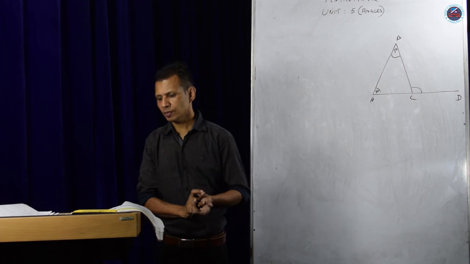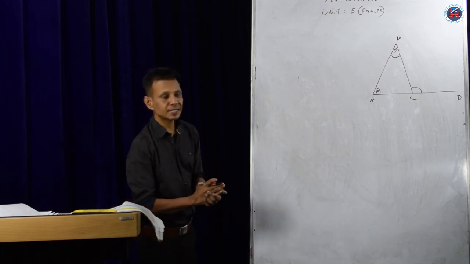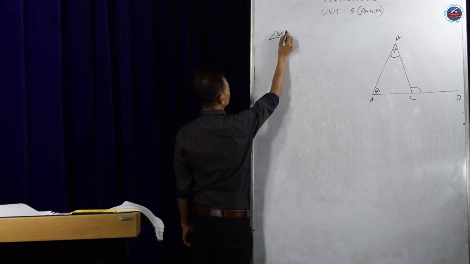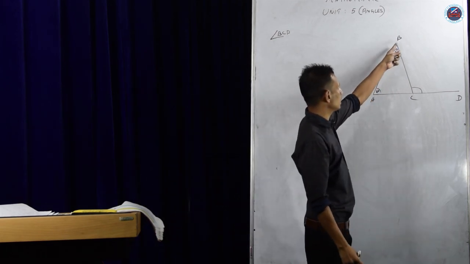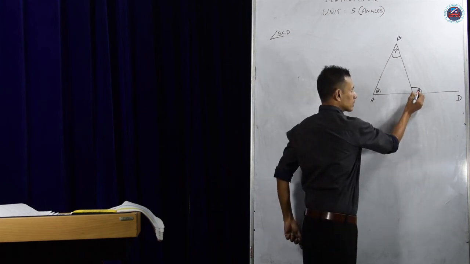Well, children, question number 5. Please look at your question. Calculate the size of angle BCD. You have to search angle BCD. That means C. BCD means they are talking about this.